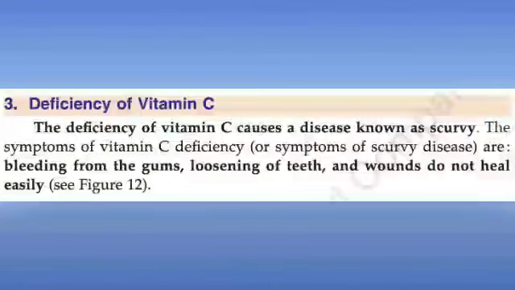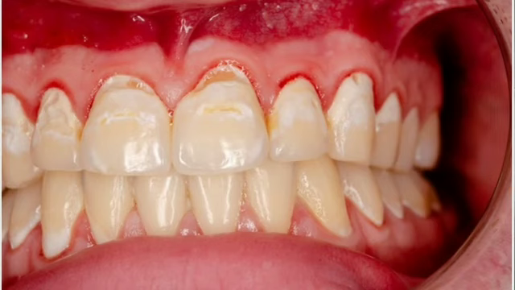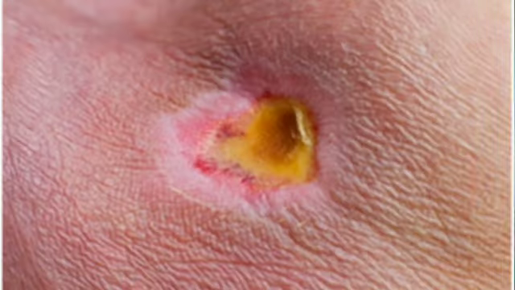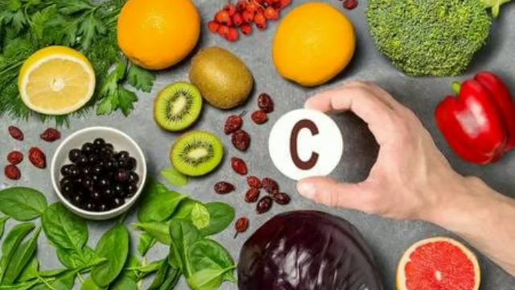Deficiency of vitamin C. The deficiency of vitamin C causes a disease known as scurvy. The symptoms of scurvy are bleeding from the gums, loosening of teeth, and wounds do not heal easily. Understand? If there is any wound in the body, it does not get healed quickly. It takes time. Citrus fruits like oranges and lemon, amla, tomato and fresh green vegetables can prevent scurvy.